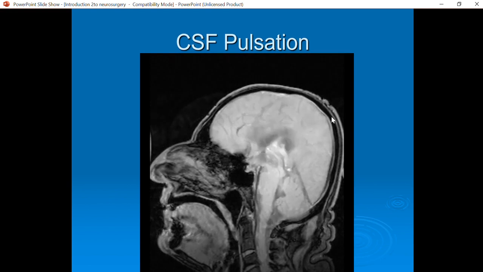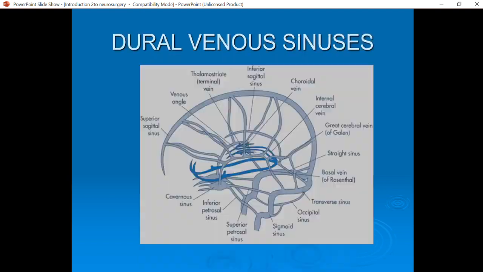Just remember, this slide is an actual functional real MRI showing the CSF or the brain pulsation, because of the continuous circulation of the CSF and also because of the blood. This slide, just remember it, is going to help us in certain cases and will harm us in other cases.